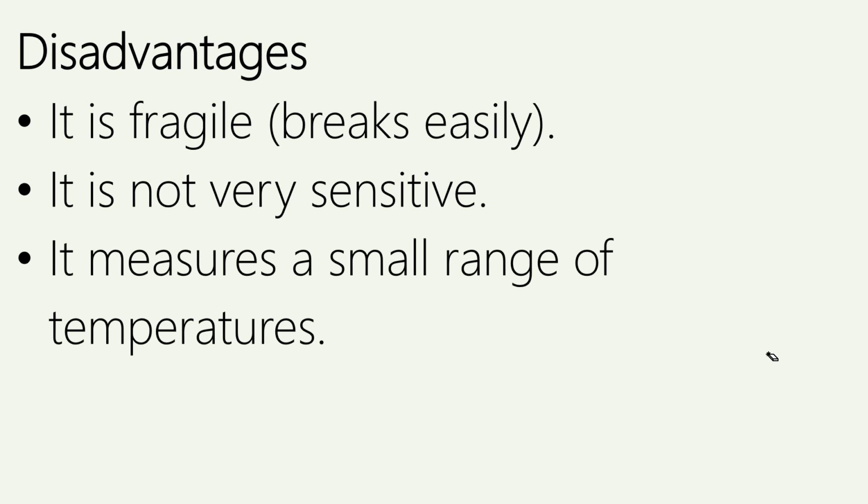Just imagine, if you're using alcohol, you can't go beyond 78 degrees Celsius, and you can't go below negative 115 degrees Celsius. If you're using mercury, you can't go below negative 37 degrees Celsius. You can't go above 350 something degrees Celsius. So those are disadvantages, that it measures a small range of temperatures. There are other thermometers like pyrometers that can measure even around 2000 degrees Celsius. Imagine 2000. This one is just ending on just hundreds.